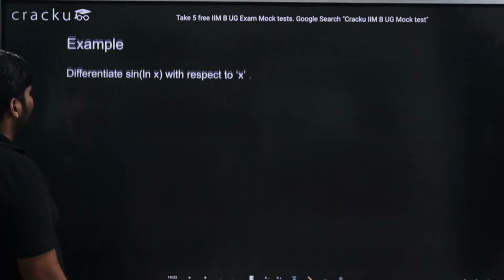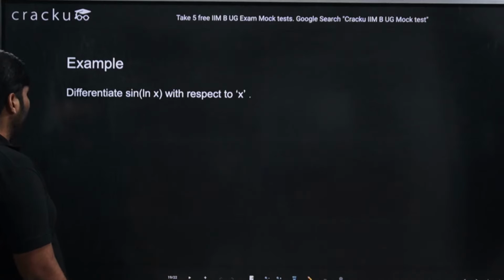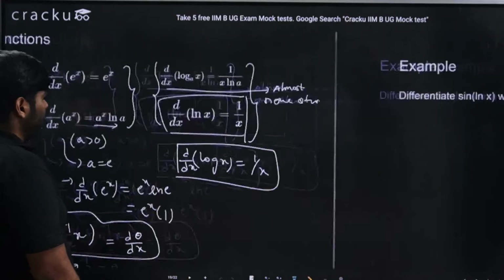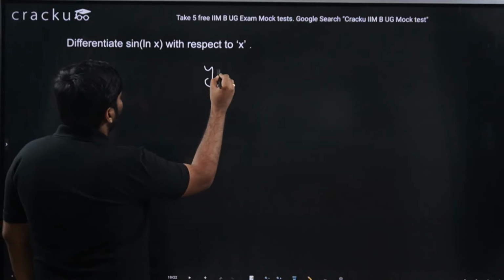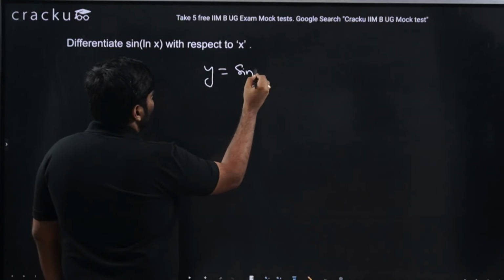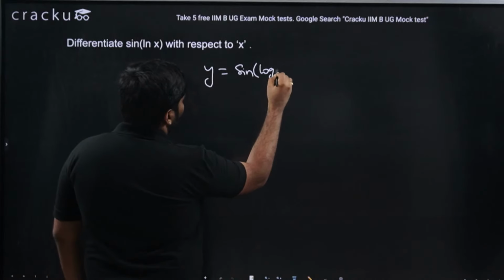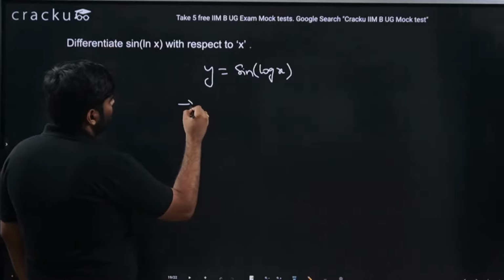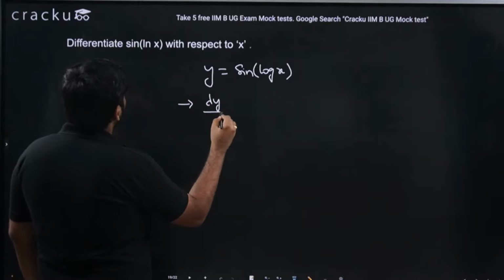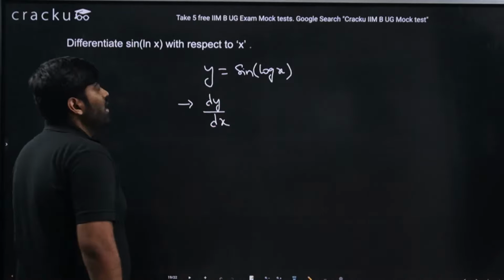Now, this is an exemplar problem. Differentiate sine of ln x with respect to x. That is nothing but we are given a function y is equal to sine of log x or ln x with respect to x. Here, what is now dy by dx?